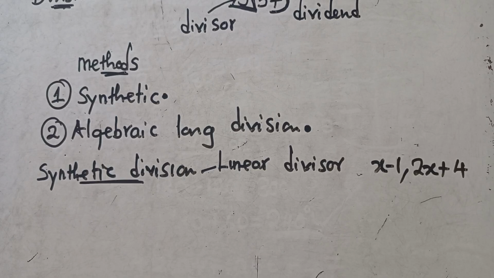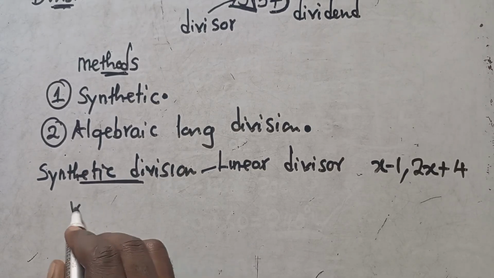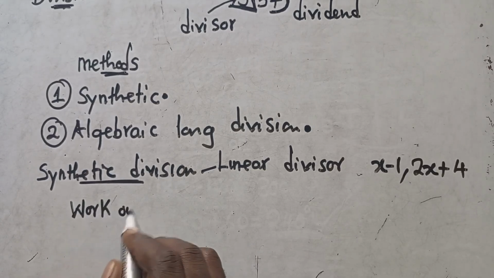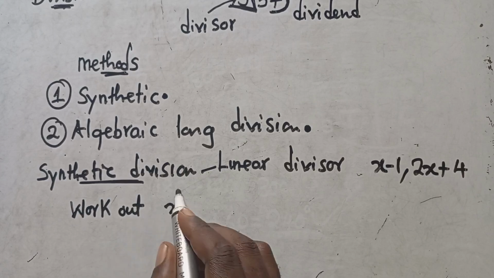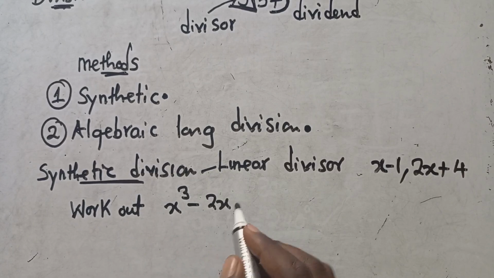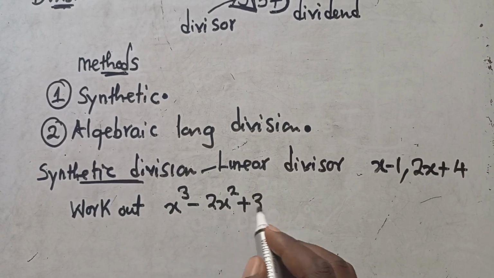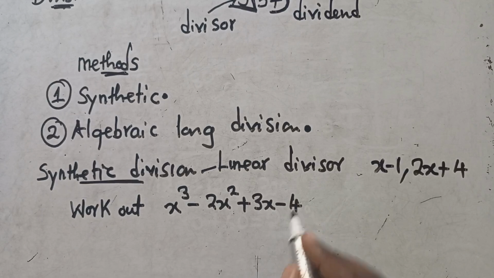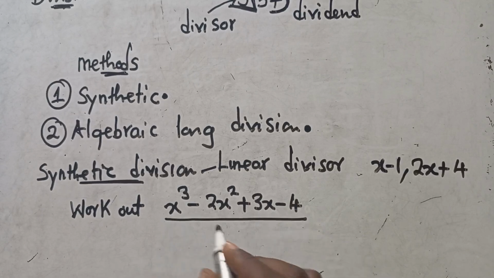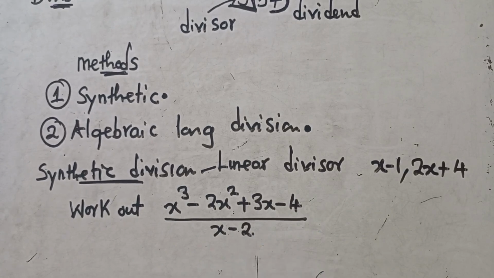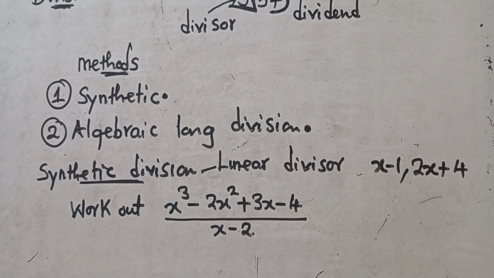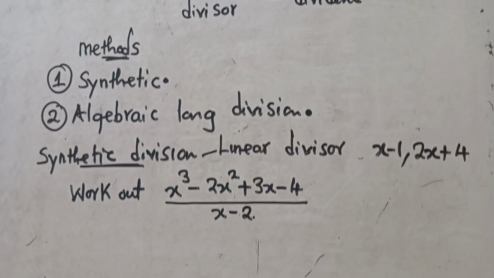For example, you are given a question to say work out x cubed minus 2x squared plus 3x minus 4, then you divide by x minus 2. This is what you have. So how can you go about this? You want to divide this. The method that we are going to use is called synthetic division.